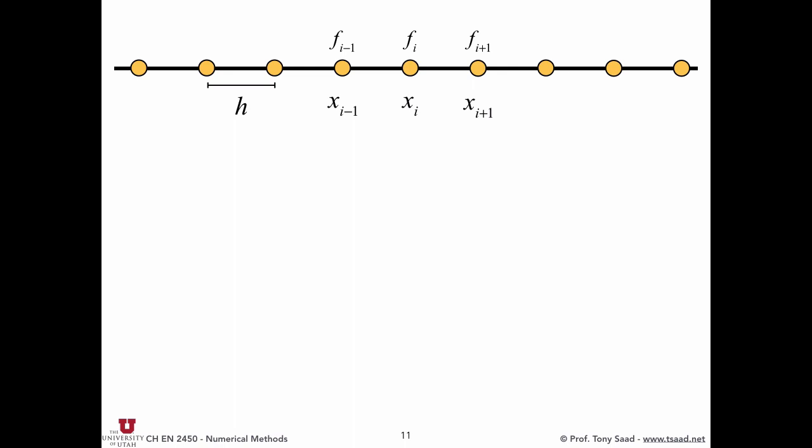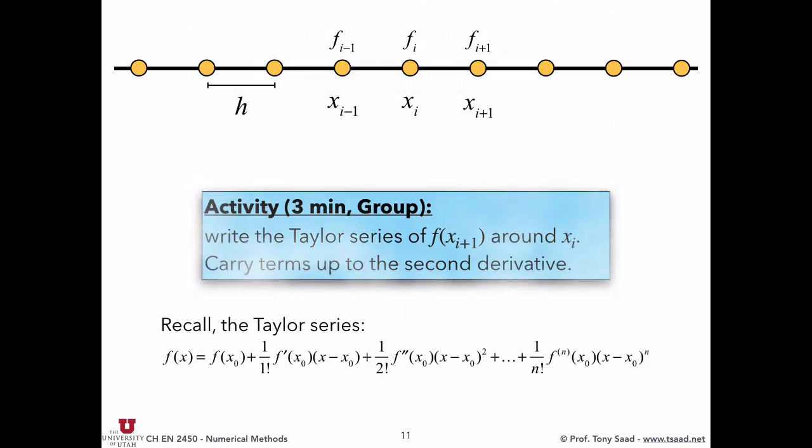The first step in achieving that goal is to write the Taylor series of f at xi plus 1 around point xi. Okay? So I want you to go ahead and write that. Pull out a sheet of paper. Do it in groups or individually. Remember, this is the Taylor series, and only carry terms up to the second derivative and put three dots after that. Just put dot, dot, dot. So I want you to write f at xi plus 1 as a function around point xi.